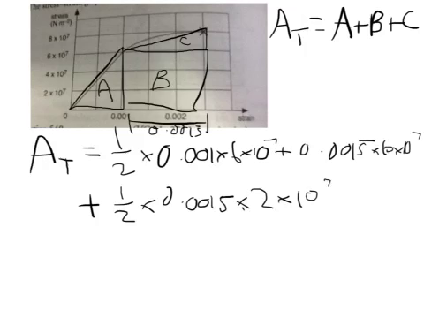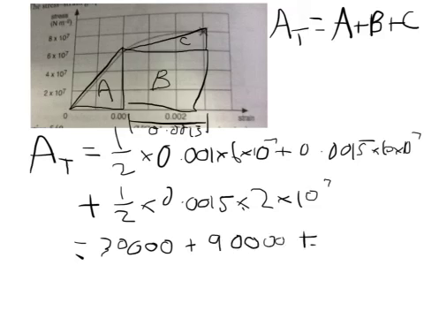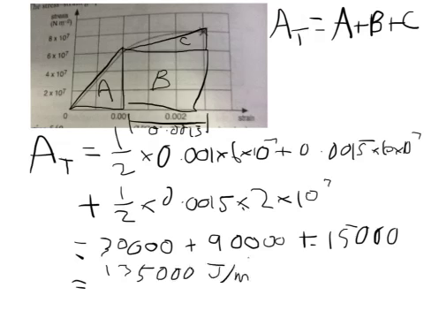If we put those into our calculator, we get the area A as 30,000, plus the area B, which is 90,000, plus the area C, which is 15,000. Adding them all up, we get our total area, which is 135,000 joules per meter cubed, which we can write in scientific notation as 1.35 times 10 to the 5 joules per meter cubed. And that is our area answer for the strain energy per meter cubed.